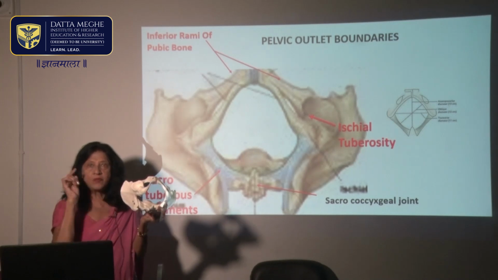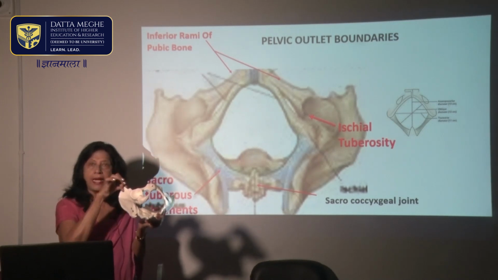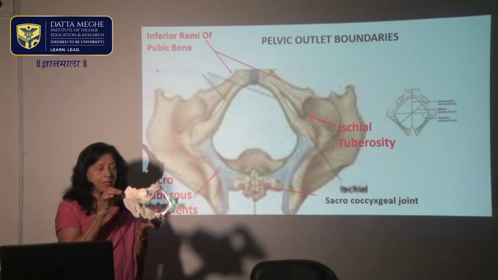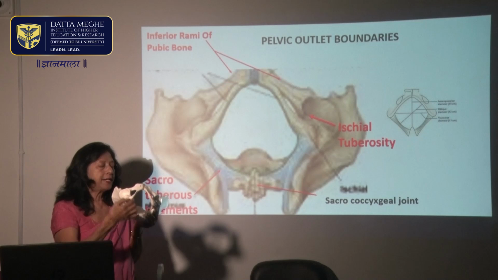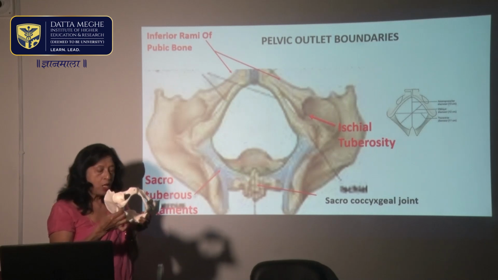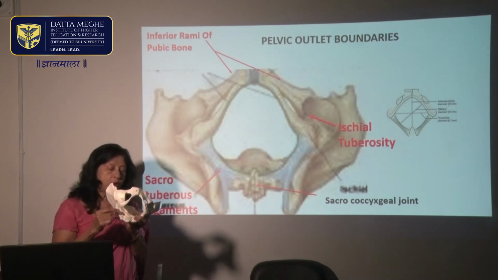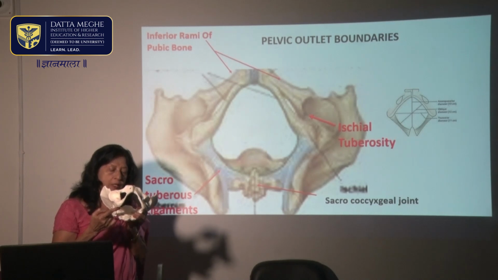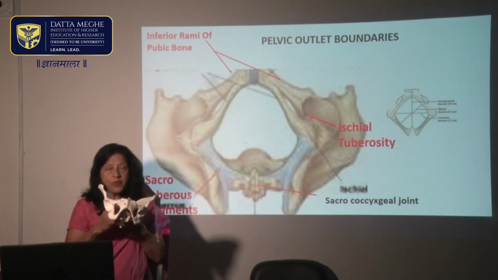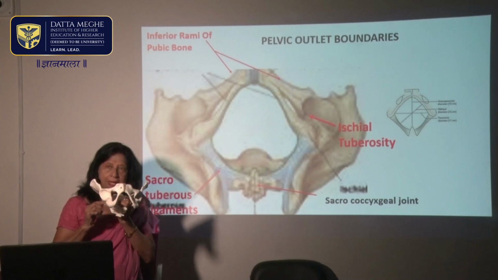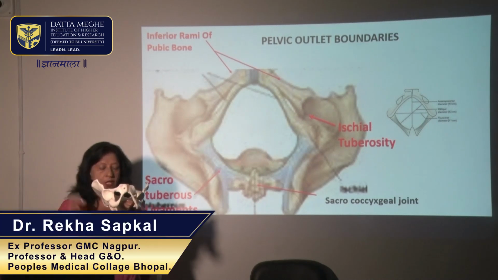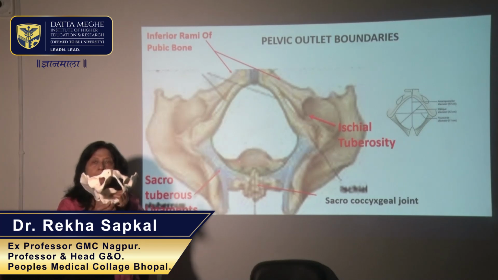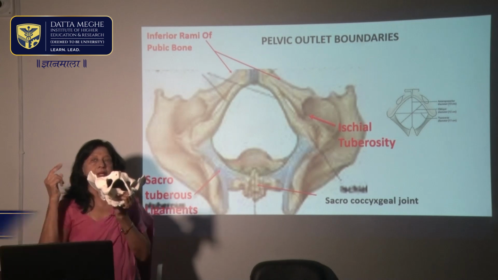So, do not get confused with these terms. This is the anterior superior iliac spine, this is the tubercle, this is the ischial tuberosity, ischial bone, and this is the ischial spine. The ligament which starts from the ischial spine to the sacrum is the sacrospinous ligament, and then the sacrotuberous ligament. So, there are two ligaments. Whenever you describe this pelvic outlet, you start from the back side, so remember the name of the ligaments also.